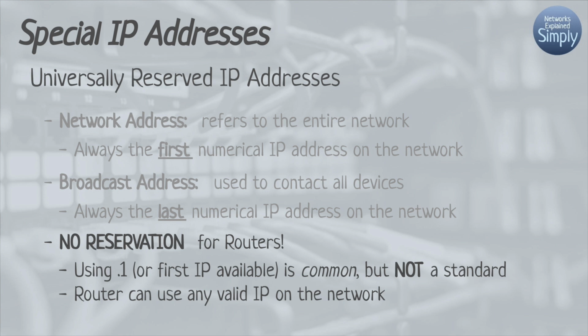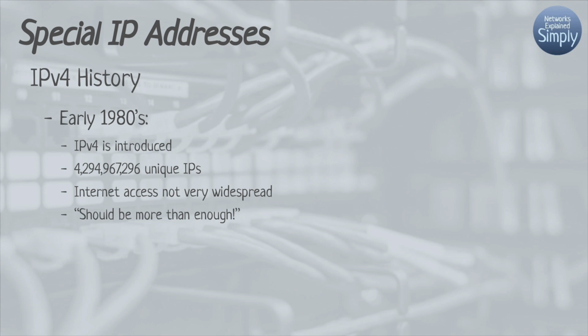Now that we understand the universal reservations for network and broadcast addresses, let's quickly review the history of IP version 4 to prepare for our next topic. Introduced in the early 1980s, Internet Protocol version 4 allowed for about 4 billion unique IP addresses. At that time, the average home or business didn't have an internet connection, so access was mostly limited to academia, government, and military institutions.